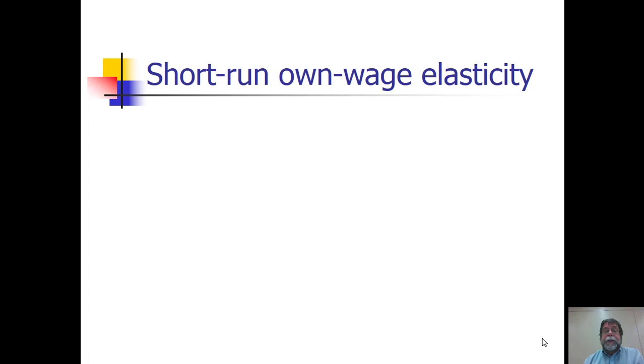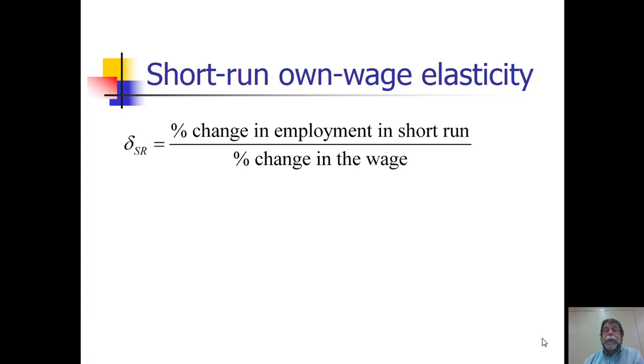In this video, we'll talk a little bit about labor demand elasticity. The short-run own wage elasticity is defined to be the percent change in employment in the short run divided by the percent change in the wage. This can be written as the change in employment in the short run divided by the level of employment. That's how we measure the percent change in something. Well, we multiply that by 100.